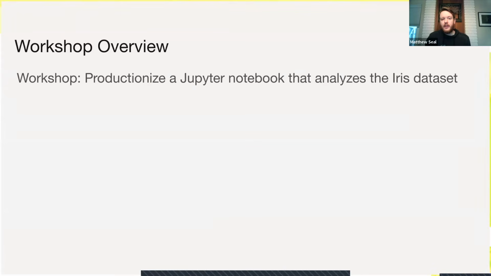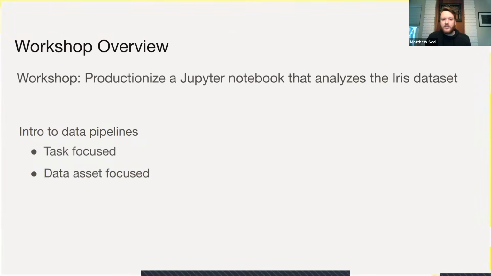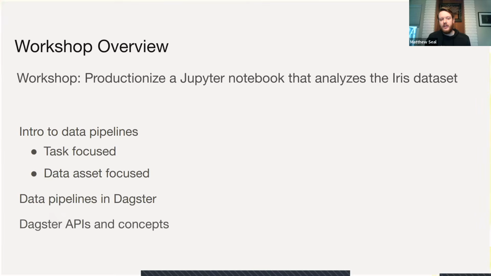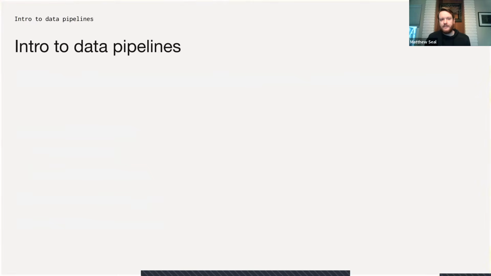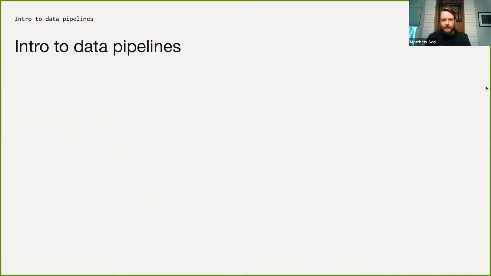So the workshop here, we're going to productionize a Jupyter Notebook that analyzes iris data. We're going to start with just the basic example, use a Jupyter Notebook and see how that would work in Dagster. We're going to do some intro to the data pipelines that are used, particularly with task-based data access, asset-focused. And then we're going to do data pipelines in Dagster and the APIs and concepts around there. So from here, I'm going to hand off to Jamie.